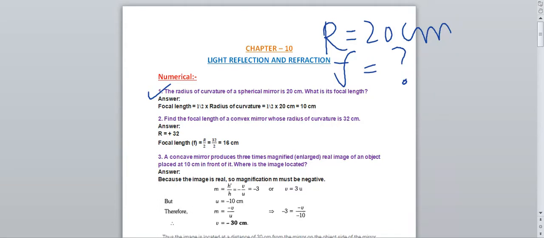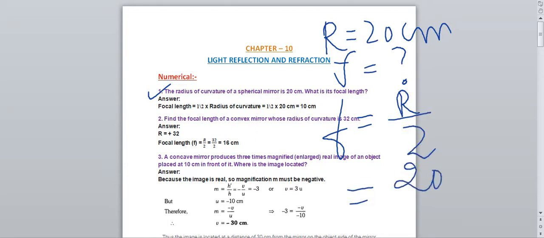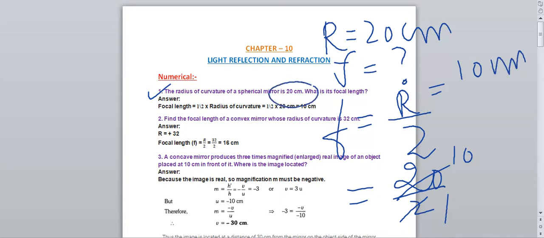So just now we have read one formula. Focal length F is equal to R by 2, radius of curvature divided by 2. That is 20 by 2. 2 ones are 2, 2 tens are 20. So our answer will be 10 centimeter, since radius of curvature is given as 20 centimeter. It's given in centimeter, so we have to get focal length also in centimeter. So our answer will be 10 centimeter.